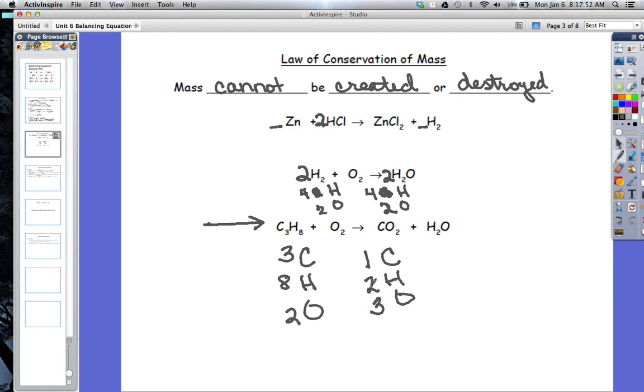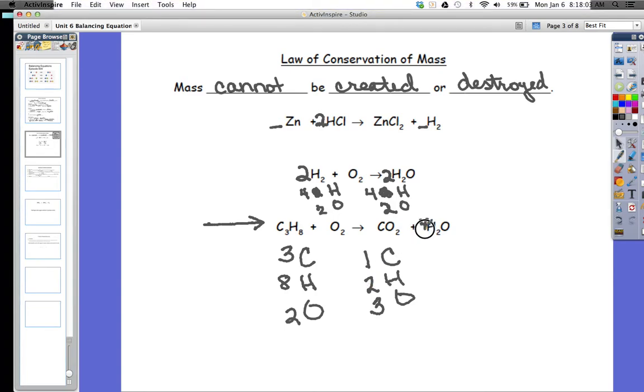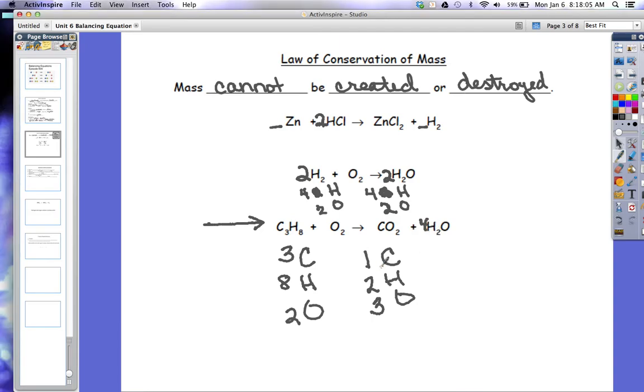Well, if I look at this, I have 8 hydrogens over here, and I have 2 hydrogens over here. So if I put this as a 4, that's going to double my hydrogens and give me 8. So I'm going to put an 8 right there. I have 3 carbons over here, but I only have 1 carbon here. So if I put a 3 here, that's going to give me 3 carbons over here. I've got 3 carbons here, 3 carbons here, 8 hydrogens here, 8 hydrogens here.